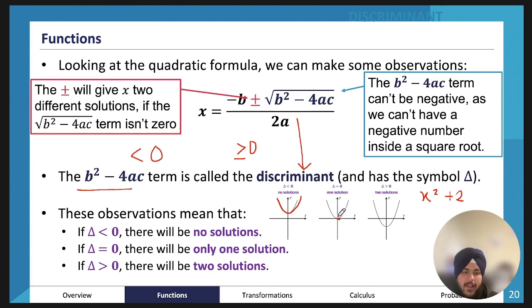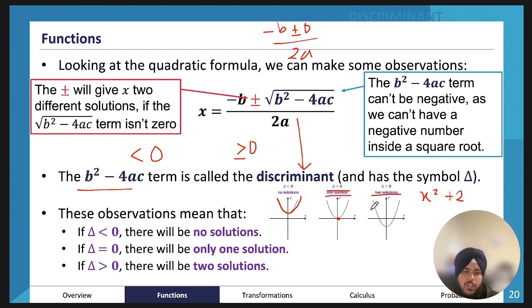However, if the graph has a turning point exactly at the x-axis, then we will have exactly one solution. And in that case, the discriminant will be equal to 0. Because if it is equal to 0, our values are just going to be -b plus minus 0 over 2a, which is essentially just -b over 2a, because plus minus 0 is the exact same thing. So therefore, only one solution if the discriminant is equal to 0.